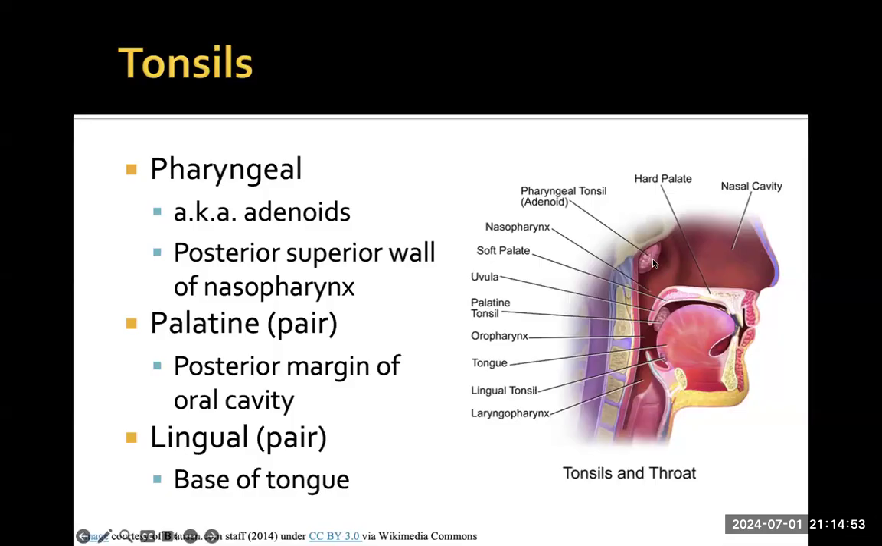Then you have the palatine. The palatine tonsil would be close to the hard palate or the roof of your mouth. And then you have the lingual. The lingual are going to be underneath the tongue.